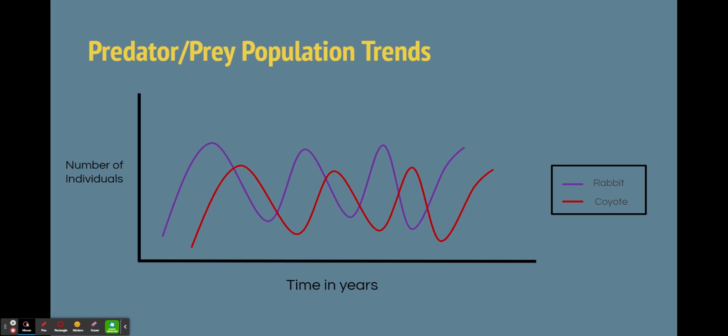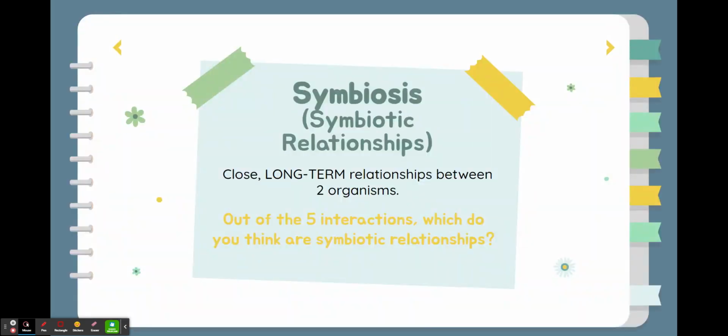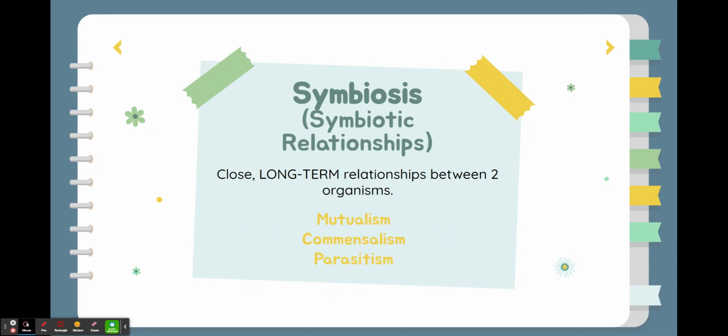I do want to transition to one of our vocab words, and that's symbiosis. So symbiosis, also called symbiotic relationship, is going to refer to a close and long-term interaction between two different species in a biologic community. All right, out of the relationships we've explored, can you pinpoint which are examples of symbiotic relationships? So which ones involve close long-term interactions? And I'm hoping you said mutualism, commensalism, and parasitism.